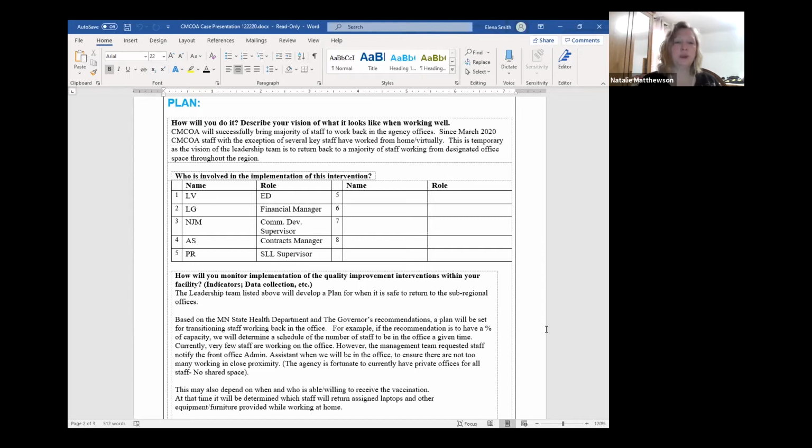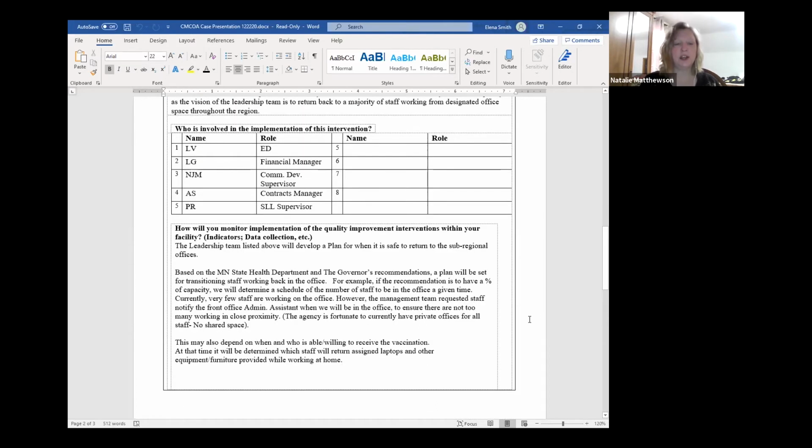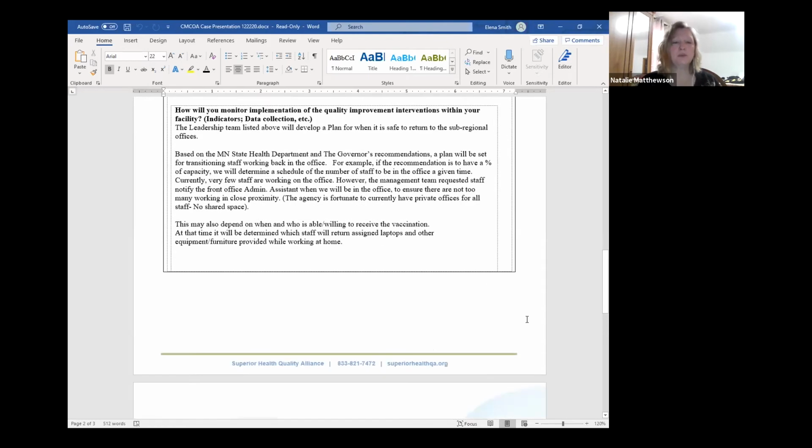The people involved with this will be our leadership team, which is our executive director, our finance manager, who is also our IT person (we're a small agency and she does HR too), myself, our contracts manager, and our senior linkage supervisor. We haven't really talked much about it. Our executive director has told our staff in staff meetings that we will be coming back, but we're thinking ahead about when and how.